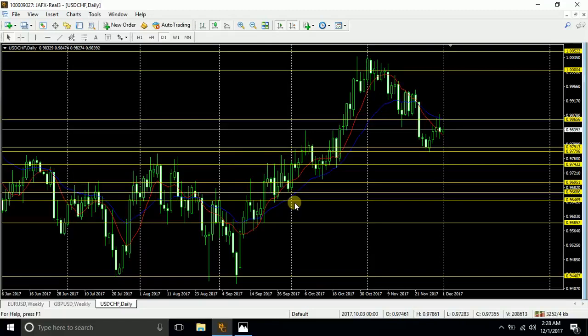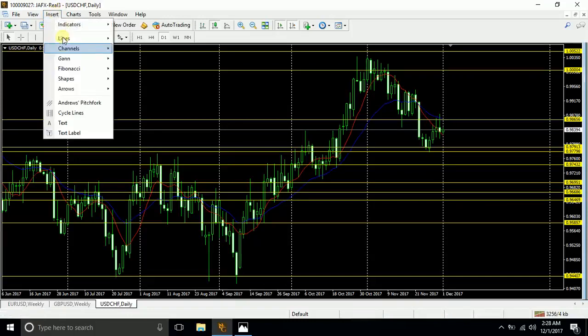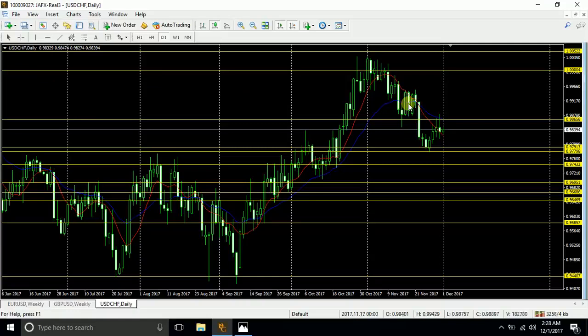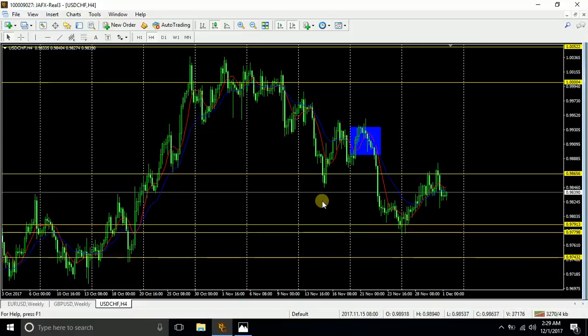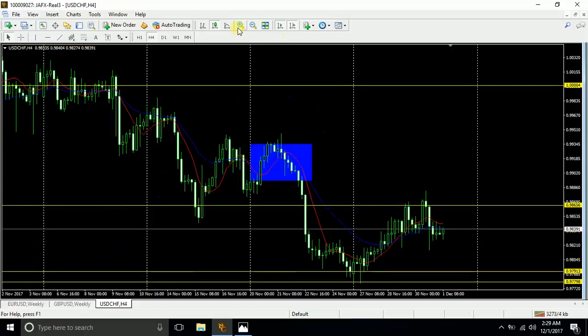Okay, now looking at this currency pair, we can see a cross here right off the bat on the daily. But let's go to the 4 hour. The 4 hour is where we're looking for our trade entries. Okay.